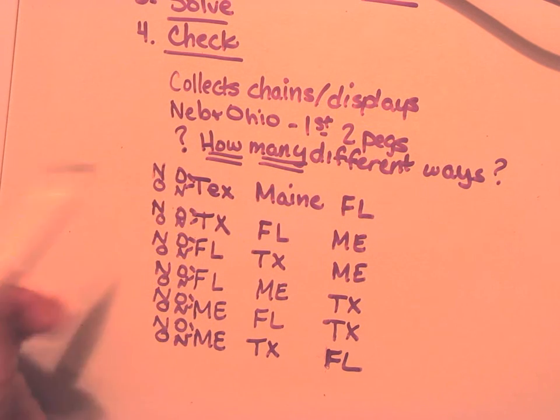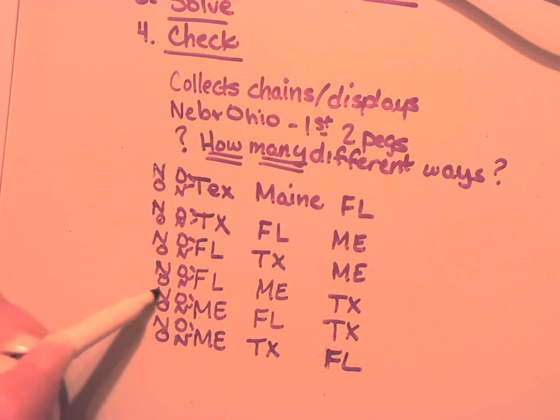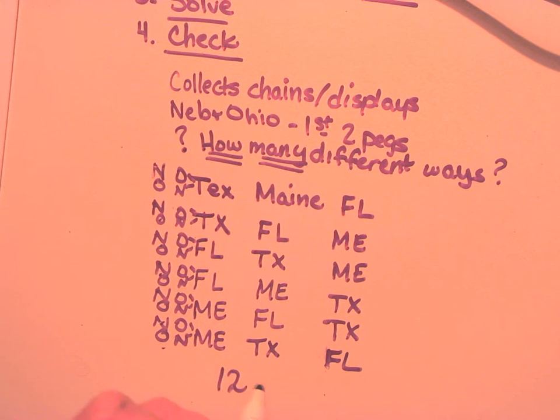Okay, so let's see how many choices we have. 1, 2, 3, 4, 5, 6, 7, 8, 9, 10, 11, 12. So we have 12 arrangements.